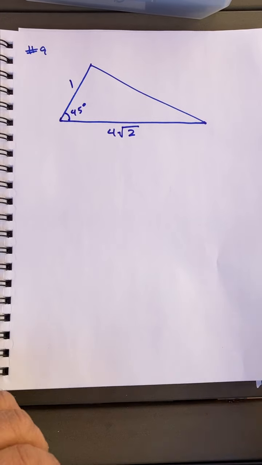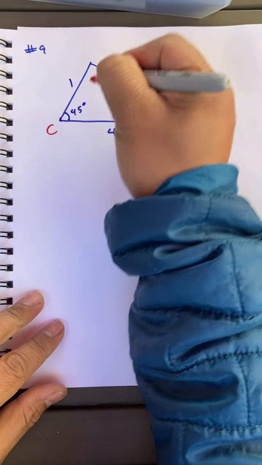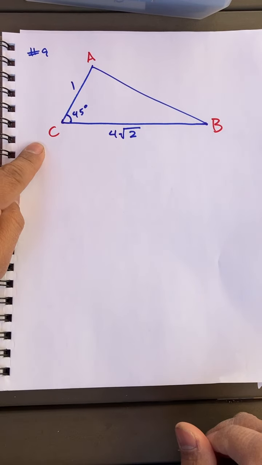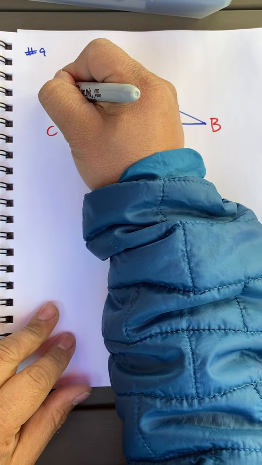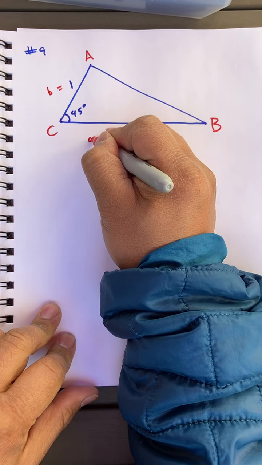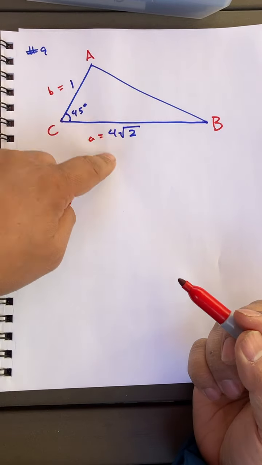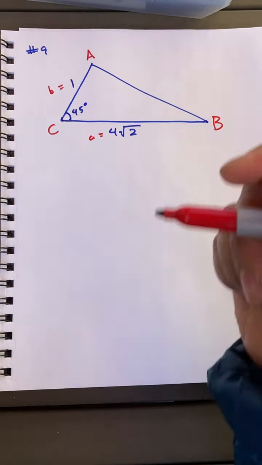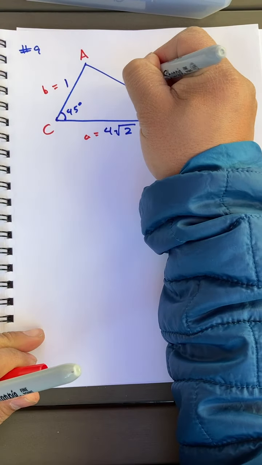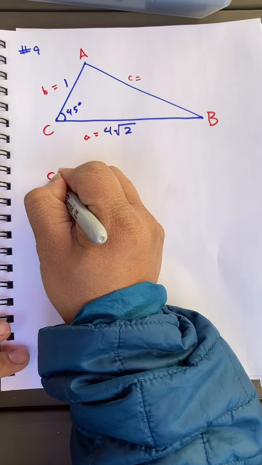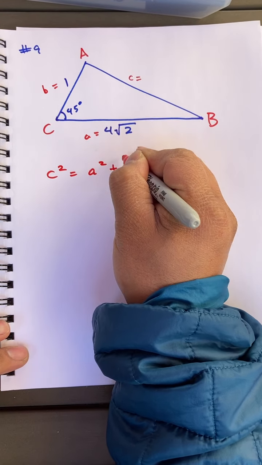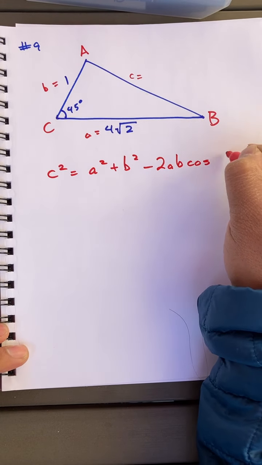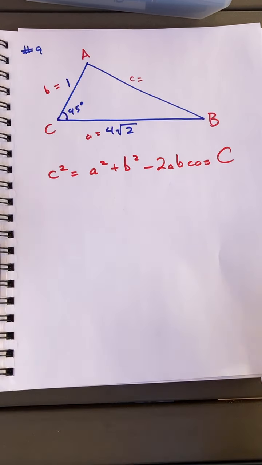Okay. Very quickly, I am going to call this C, A, and B. I just like the angle to be at C. No particular reason why. b equals 1, little a equals that. I have two sides and an angle in the middle. I'm going to use the law of cosines to figure out this length here. Okay. So let's continue in red. c squared equals a squared plus b squared minus 2ab cosine C. All right, and I'm just plugging everything in.